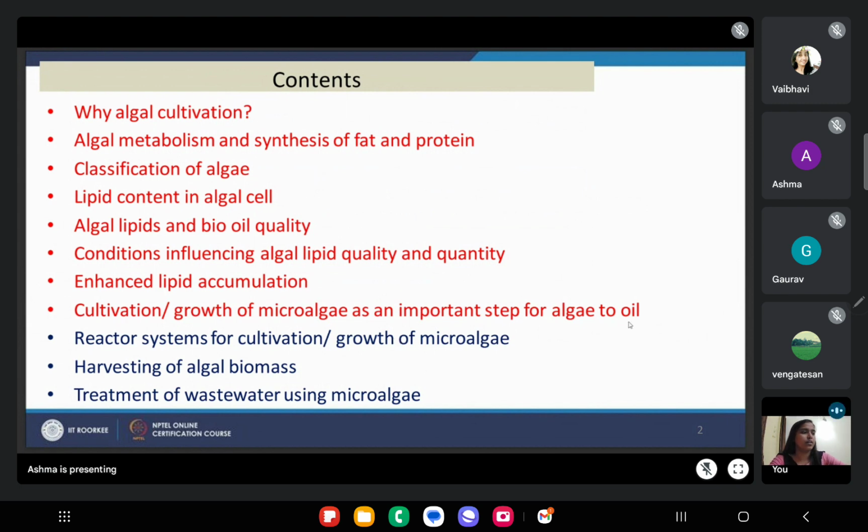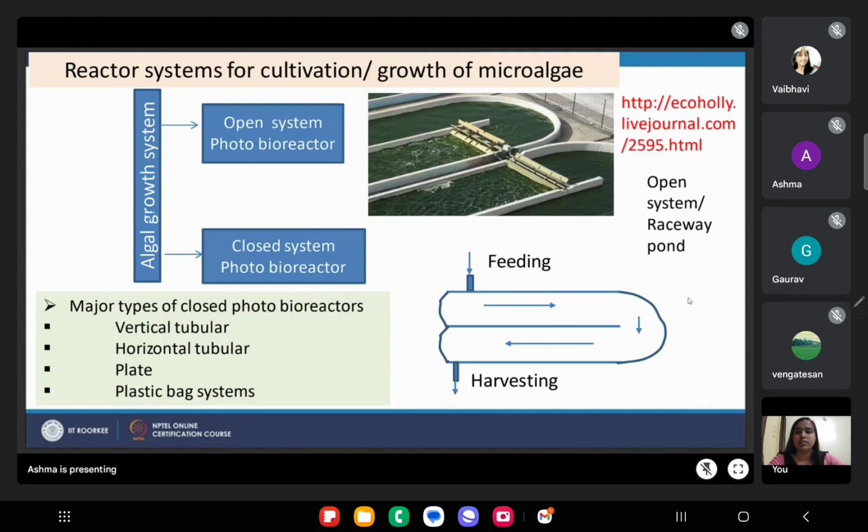So first we have reactor system for cultivation or growth of microalgae. We can grow microalgae both in open system or in closed system. But since microalgae are autotrophic, photons or light is required. So we call the reactors photobioreactors. Bio because biological organisms like algae are grown, and photo because of the requirement of sunlight. So we can have both types of reactor. We can have open system or closed system photobioreactors.